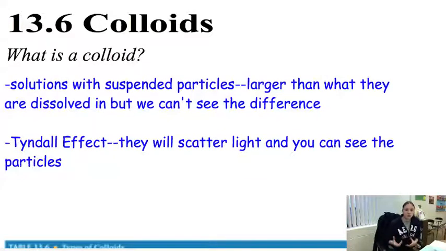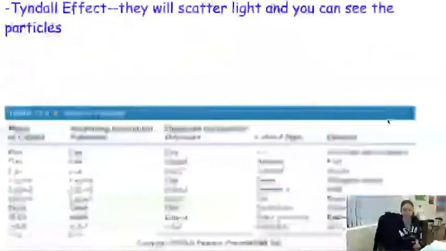Colloids are solutions with suspended particles. So again, in essence, they're actually heterogeneous mixtures. So you got to be careful here. Okay, they are larger than what they are dissolved in, but you can actually see the difference. So they will look like solutions until you do the Tyndall effect. And the Tyndall effect is where they scatter light and you can then see the particles. So if you shine a light through what you think is a solution and you see the little particles in there, then that is actually a colloid and not a solution. You have to be careful.